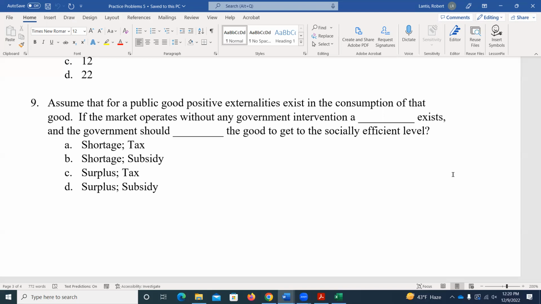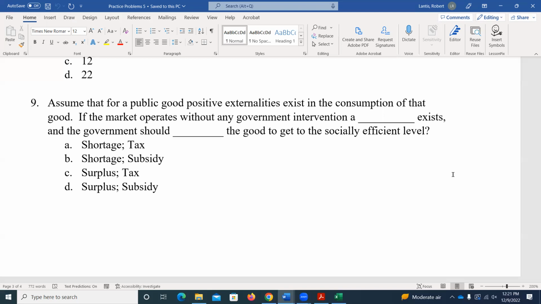So where is the efficient point for society? Now I look at not where the demand curve hits the supply curve, but where society's benefits hit that supply curve. So this is the socially efficient quantity. If we allow the market to operate, we're actually going to have too little, or a shortage, relative to that socially efficient quantity.